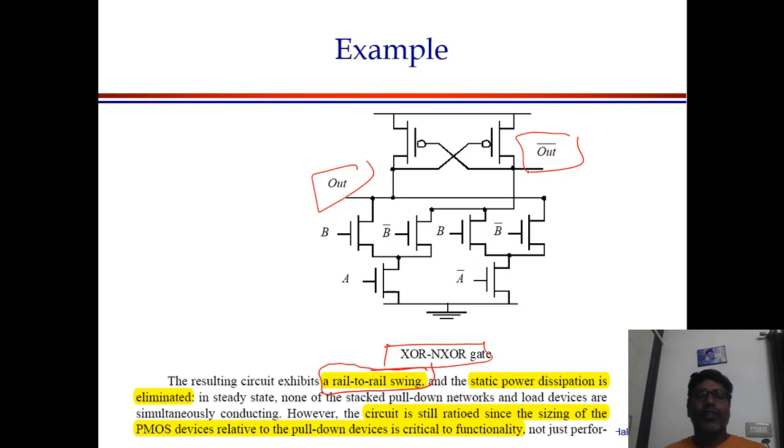And one more thing, there is no static power loss in this DCVSL logic. Since there is no direct path, you can completely avoid the static power loss.